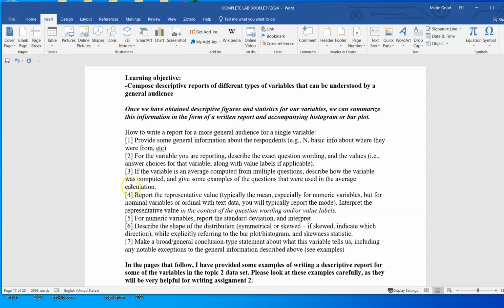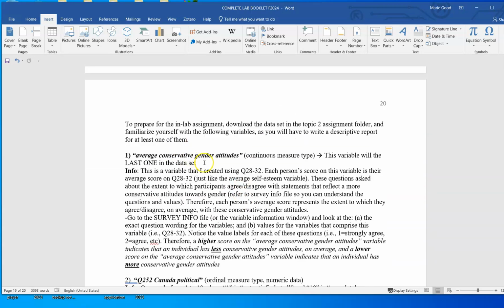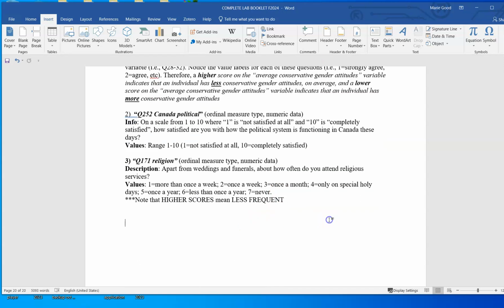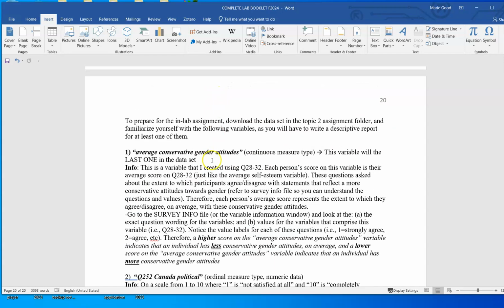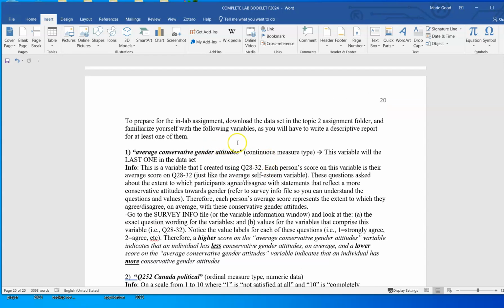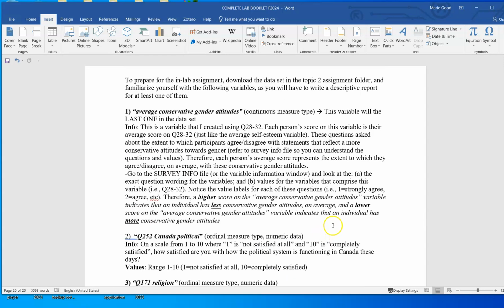And for the assignment that you do for this lab, essentially what I'm going to do is have you write a descriptive report of at least one of the following variables that are taken from the World Values Survey. So that's why I said to prepare for the lab assignment, it'll make your life a lot easier if you download the data set in the Topic 2 assignment folder and just familiarize yourself with these variables ahead of time. Maybe look at the survey information file and read all of this information on these variables.